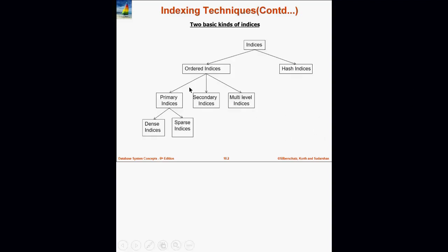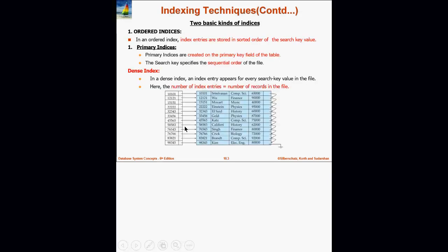So diagrammatically, if I could discuss the indices, we have indices mainly ordered into two types: ordered indices and hash indices. Among the ordered indices, we have primary indices, secondary indices, multi-level indices. Again, primary indices are partitioned into dense index as well as sparse index. So first we'll see about the ordered index.